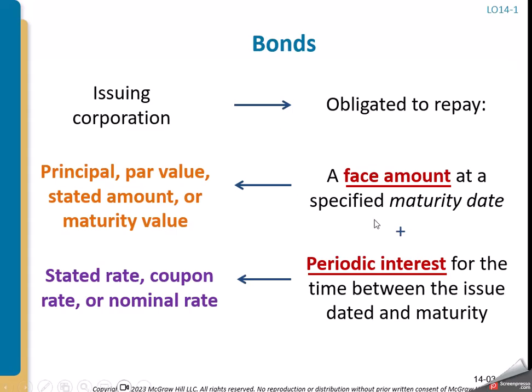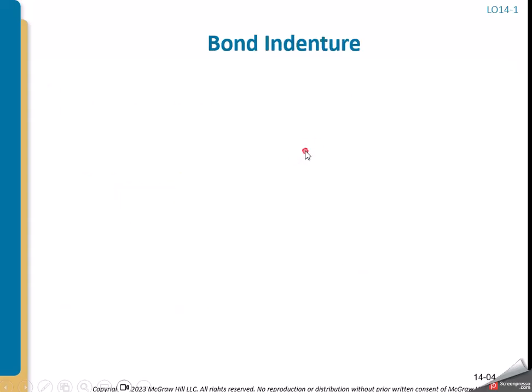The face value or the face amount of the bond is the par value or the principal or the stated amount. It's also the maturity value because it's what they'll pay back at the end. It's what they're legally obligated to pay back. They will pay a stated rate of interest, or it could be called a coupon rate of interest or the nominal rate of interest. So you got to get used to those terms because they all mean the same thing. But that's what the bonds pay over the life of the bond, and it never changes no matter what happens with the market rate of interest.